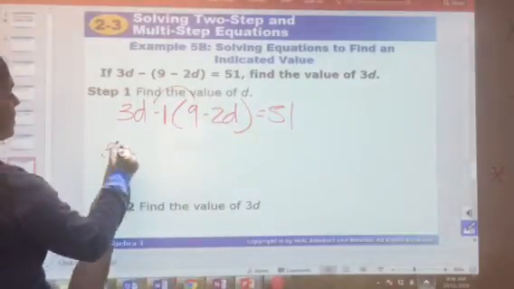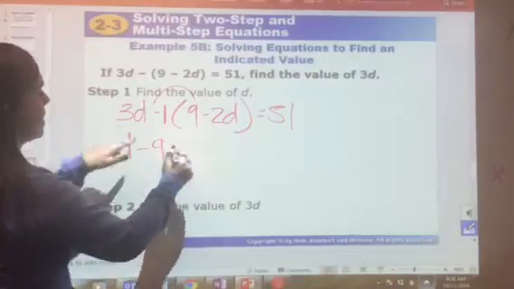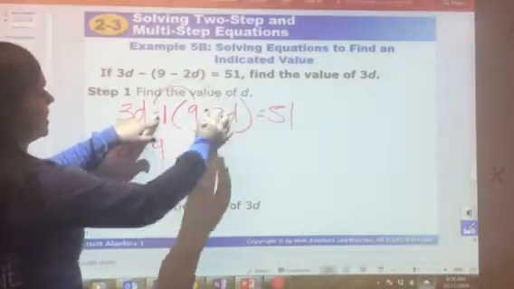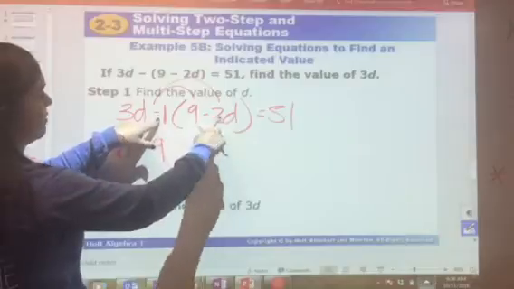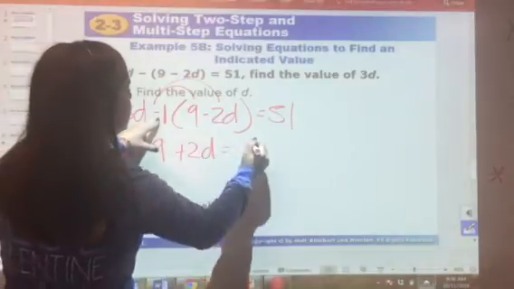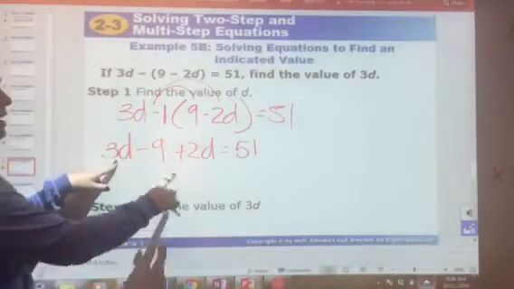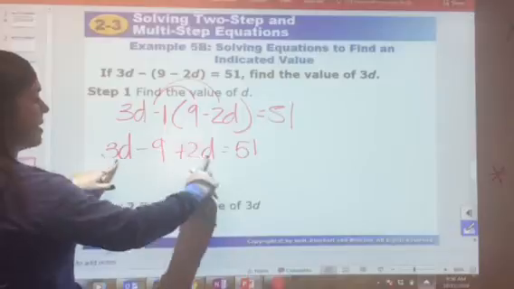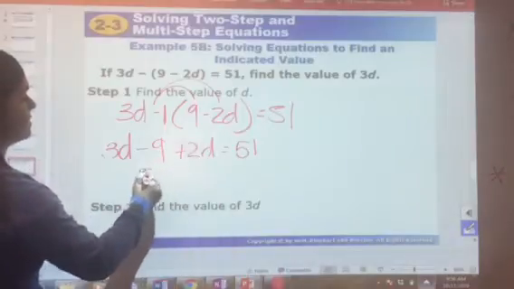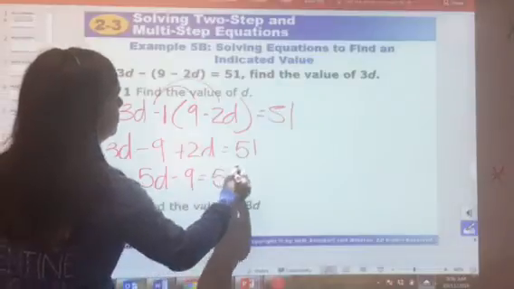So I'm going to rewrite my 3d. Negative 1 times 9 is negative 9. And then I'm going to distribute to the second term as well. It goes to everything. So negative 1 times a negative 2 gives me a positive 2d equals 51. I notice I have a 3d and plus 2d. I need to combine my like terms first. So that gives me 5d minus 9 equals 51.